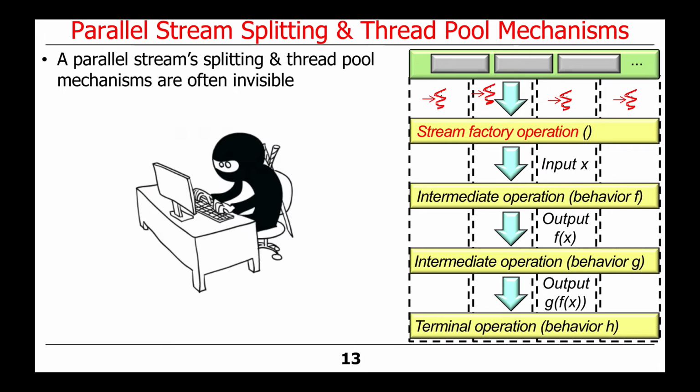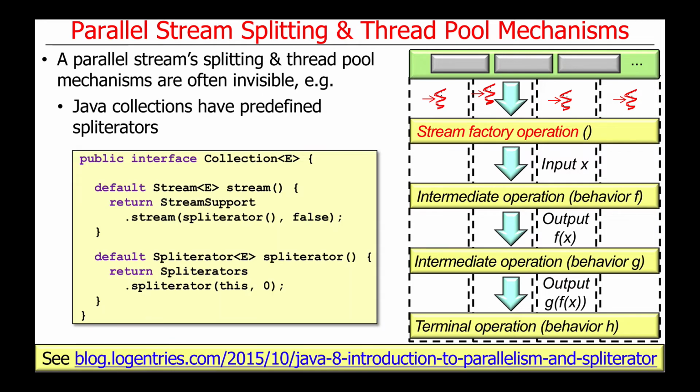Now, out of the box, the splitting and thread pool mechanisms used by a parallel stream are often invisible. They're like a ninja, right? You don't actually see them unless they want to be seen. All the Java collections that are predefined in the Java class library come with spliterators out of the box. So we've talked about that before. We talked about how you can have a spliterator, which splits things up.